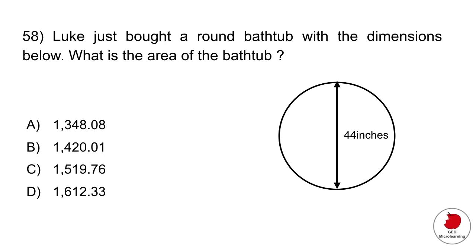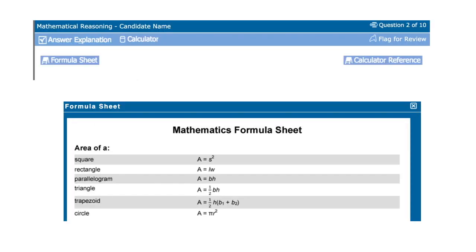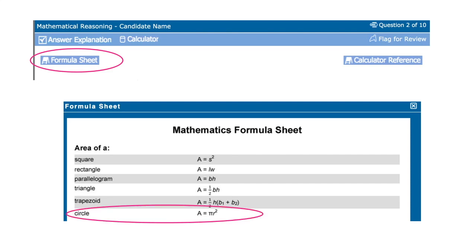All right, 58. More geometry, this time looking at circles. It says Luke just bought a round bathtub with the dimensions below. What is the area of the bathtub? Anytime they ask you for areas or anything like that, remember, go to your formula sheet. There is a section dedicated to areas of different shapes.